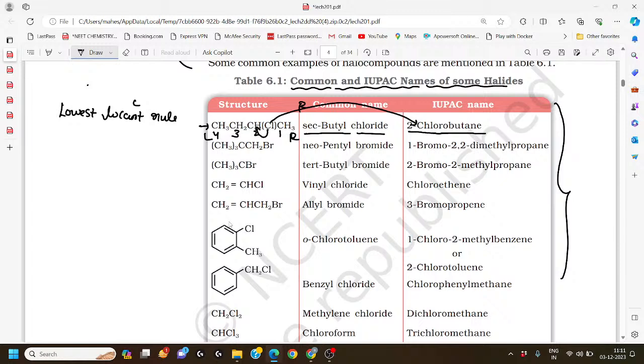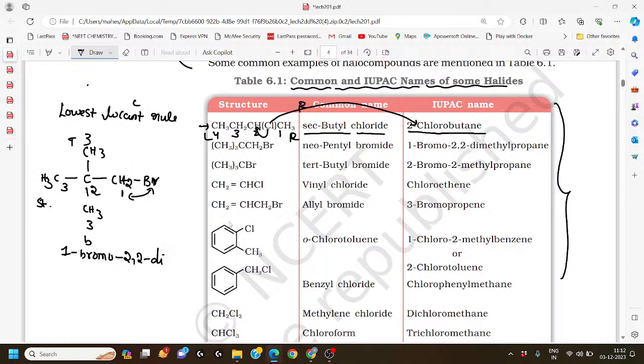So the second one, we have to write in this form: CH3, C, CH3, CH3, CH2, Br. So the numbering starts from this side. Why? Because the bromine has the lowest number. Here 1, 2, 3 from any side there is no problem. Top or bottom are the same, there is no problem, because the number of carbons remains the same. That's why here we observe that at the first position bromine is present. So 1-bromo, and at the second position 2,2-dimethyl.